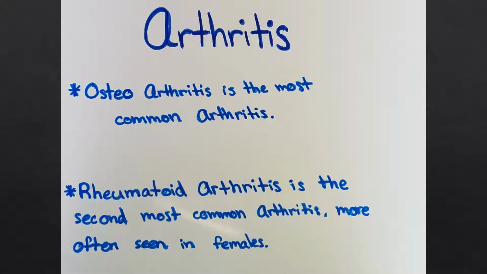Rheumatoid arthritis is the second most common form of arthritis. It is a disease affecting the synovial lining of the joints. Joints affected are usually symmetrical. They become painful, swollen, and stiff.